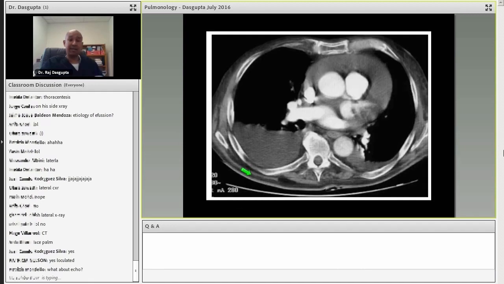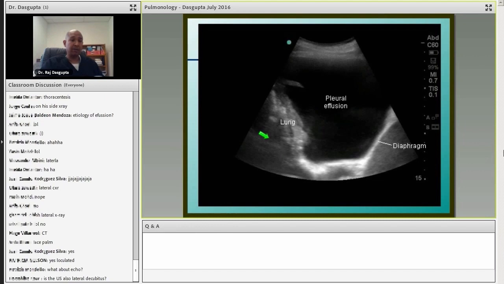Let me show you a couple pics. There is a CT of the same patient. You can clearly see the fluid here. But this is my favorite one, ultrasound. You put the probe on the back. Look at this huge pocket of fluid, same patient. Now you can make the diagnosis and you can do the thoracentesis at the same time.